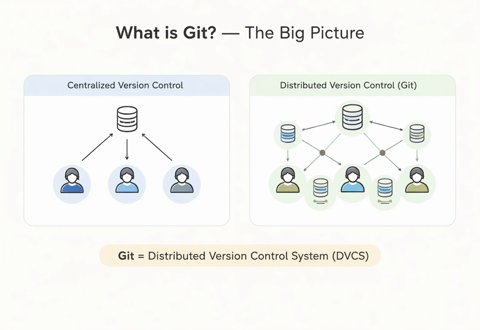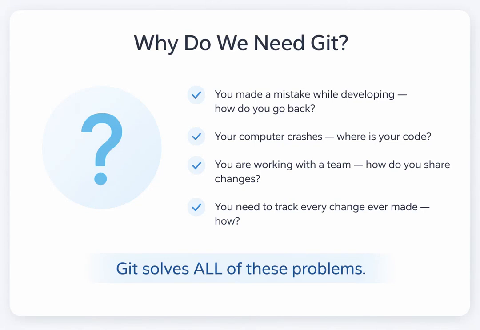But Git is different. In a distributed system, every developer has a complete copy of the entire project history on their own computer. This is a game changer, and we will see exactly why as we go through the advantages. Before we talk about the advantages, let's think about why we need Git in the first place.